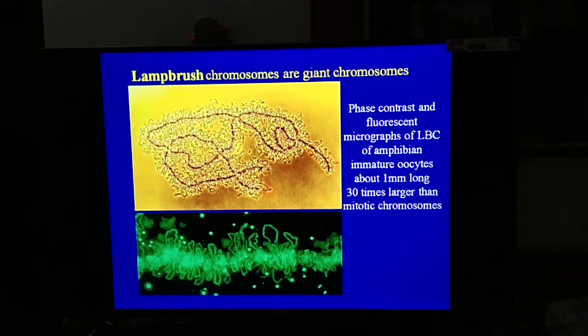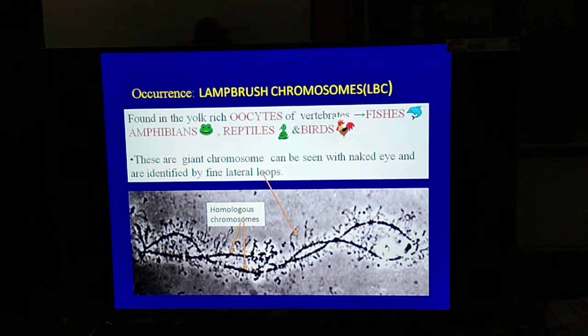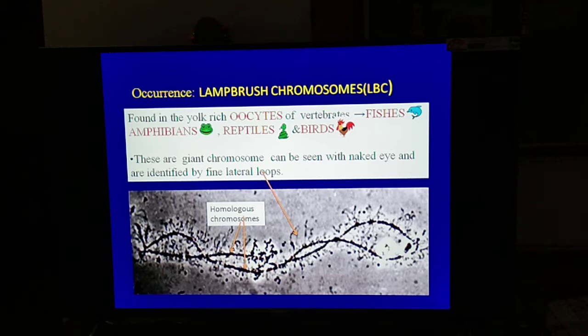Where do you find Lampbrush chromosomes? That is occurrence. Lampbrush chromosomes are the largest chromosomes found in the yolk-rich oocytes of vertebrates such as fishes, amphibians, reptiles and birds. They are also found in oocytes of some invertebrates. These are giant chromosomes and can be seen with naked eye. They are identified by their fine lateral loops.